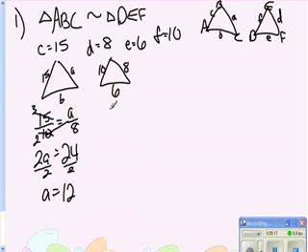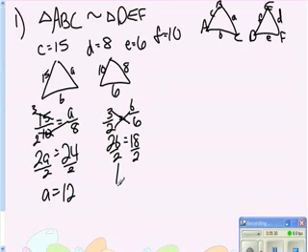Do the same thing for b. I can go ahead and start with a 3 over 2 since I already reduced it once. And b is going to match up with 6. So cross multiply, 2b equals 18, divide by 2, b equals 9.